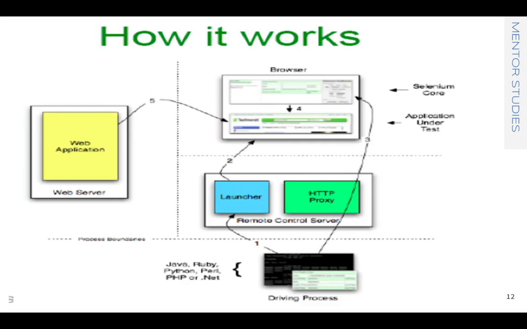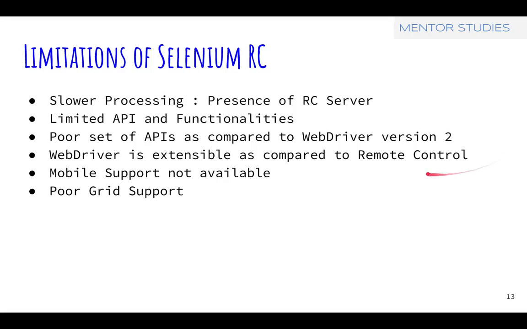So when all these problems came up after it came into the market, another project came into picture, called Selenium WebDriver. These are the problems with Selenium RC which were resolved in Selenium WebDriver. If you look at the limitations of RC, it's a slower framework because of the presence of the RC server. It has a limited set of APIs and functionalities. WebDriver has a lot of methods and functions compared to RC. RC has a poor set of APIs compared to WebDriver version 2. Yes, compared to RC, yes.